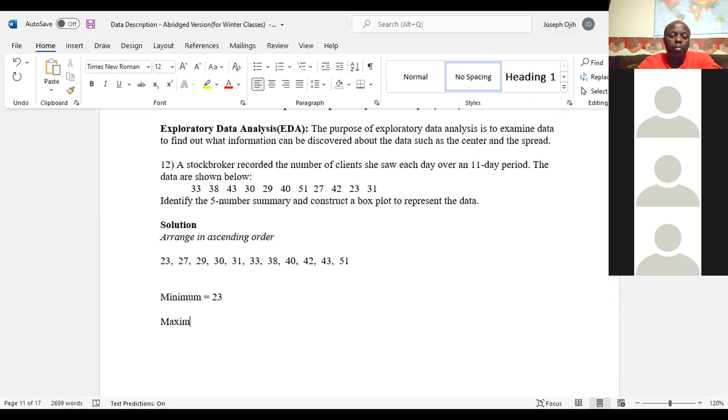Yeah, maximum. The largest number there is 51. Then Q1, I'll give you the answers I got for Q1 and Q2.